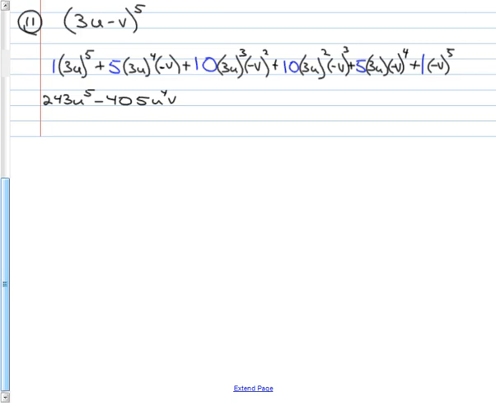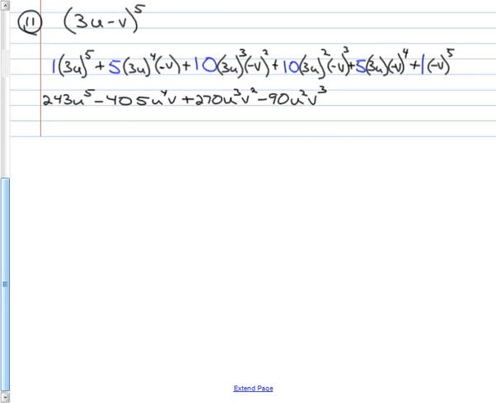All right, and the next one, now my sign is going to be plus here because when we square a negative, it goes positive. 3 to the third is 27 times the 10, 270. U is cubed, and V squared. All right, this next one's going to be a negative term, because negative V to the third is a negative answer. 3 squared is 9 times 10, 90. So negative 90, U squared, V cubed.